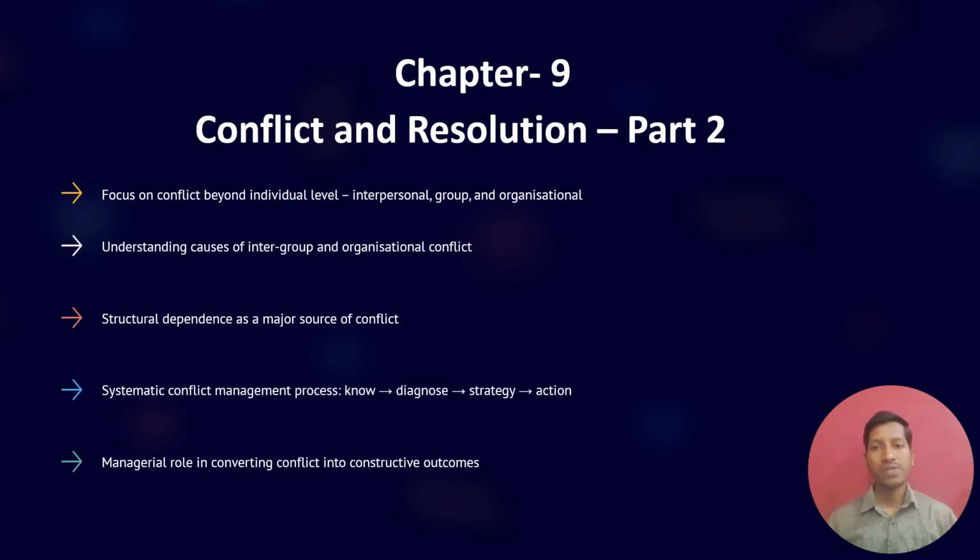In this second part of the chapter, we move beyond the basic conflict concept and focus on a higher level of conflict within organizations. We will examine interpersonal, group and organizational conflict and understand why they arise, especially due to structural interdependence. This section also explains how managers can systematically handle conflict, first by identifying it, then diagnosing its causes, and finally applying appropriate strategies.